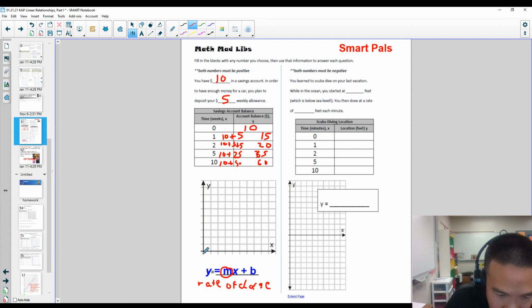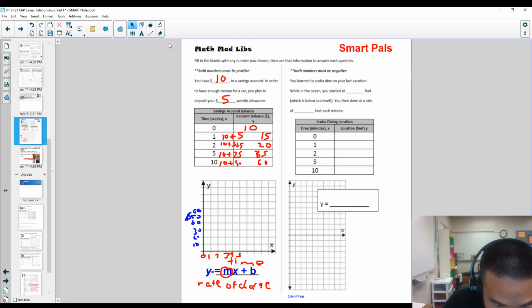now we need to graph it. So the x-axis is the time. And let's do 0, 1, 2, 3, 4, 5. Then on the y-axis is the money. So let's do 0, 10, 20, 30, 40, 50, 60. In 0 weeks, we started with $10. Oh, actually, I need to raise up higher, so much better. So let's do it again one more time. In 0 weeks, we started with $10.